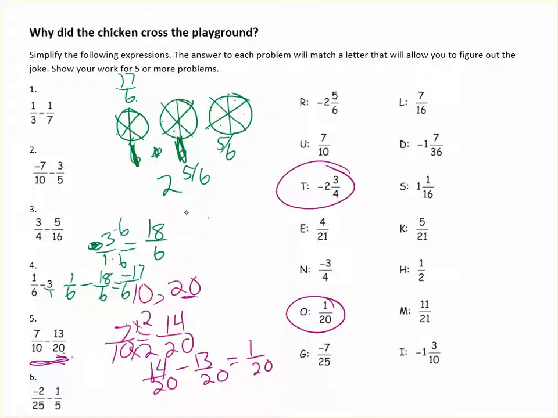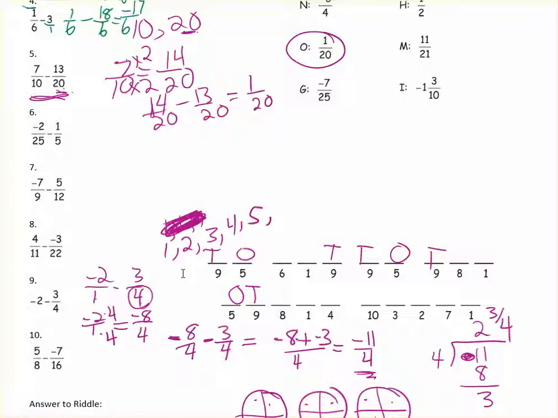Does that show up somewhere? Oh, and it was negative, because the 3 was the minus sign. So negative 2 and 5/6. So that's R. So number 4 is R.